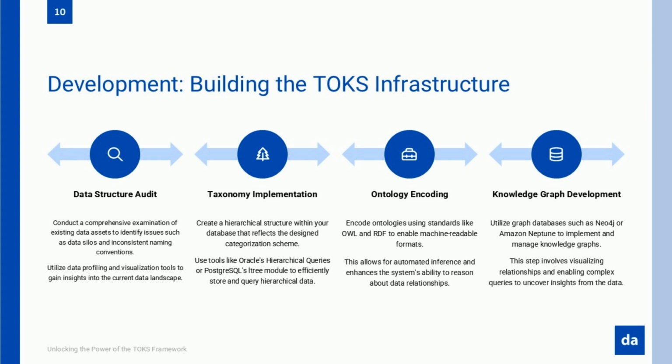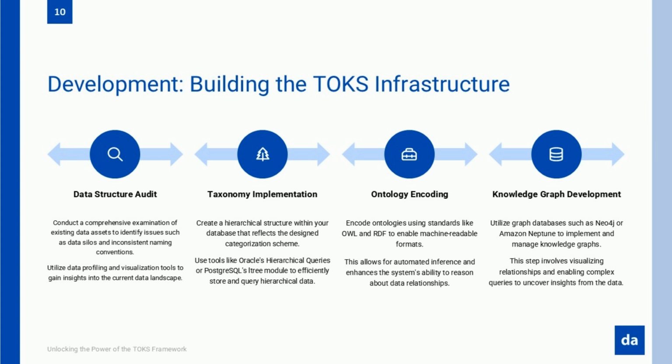Building and maintaining knowledge graphs requires specialized tools and platforms. Graph databases like Neo4j, Amazon Neptune, or TigerGraph are designed specifically for storing and querying graph-structured data. These platforms offer high-performance query engines that can traverse complex relationships quickly, making them ideal for implementing knowledge graphs at scale. Additionally, visualization tools like Gephi or Cytoscape can help you explore and analyze your knowledge graph, providing valuable insights into the structure and patterns within your data.